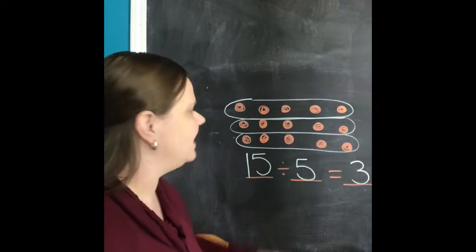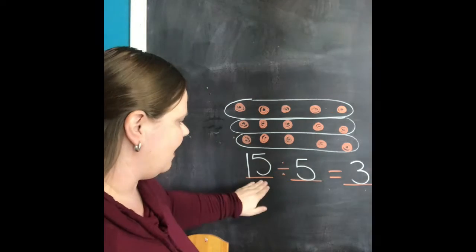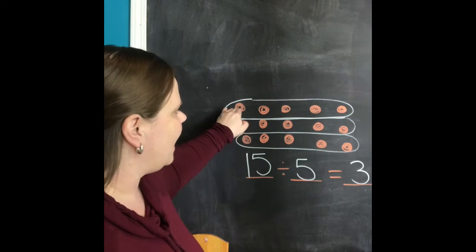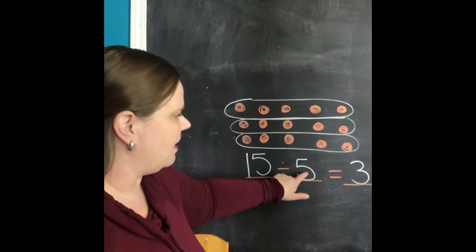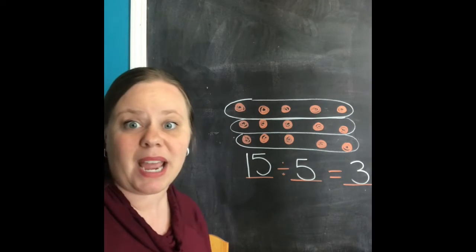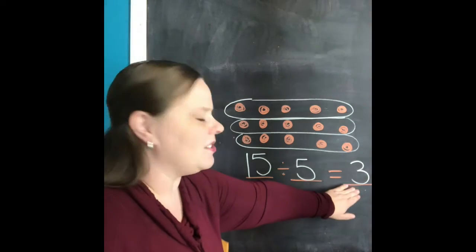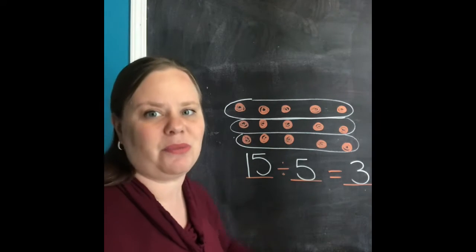So that's how I do it. I count how many I have all together, and then I write down my number. I count how many are in each row. I write that down. And then once I've circled my rows, it'll tell me how many groups I have. So it works over here. So 15 divided by 5 equals 3.